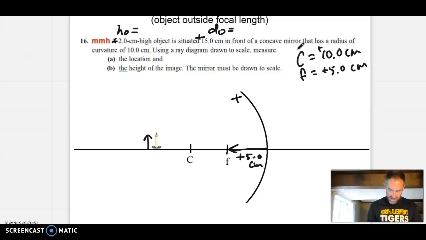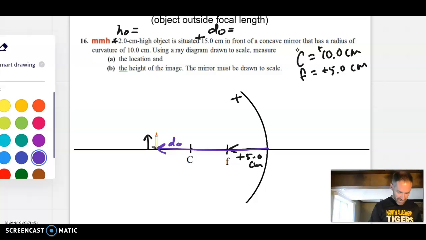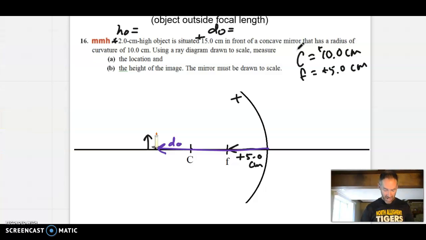So 15 centimeters, there's 5, there's 10, 15 looks pretty good where it is. If I wanted to show you that 15 centimeters, it would be from that vertex all the way out here, and so there's that DO of 15 centimeters, positive because it's in front of the mirror. Now, they want us to use the ray diagram to find the location and the height of the image. The order of steps is exactly the same as what I've done a few times in these videos.